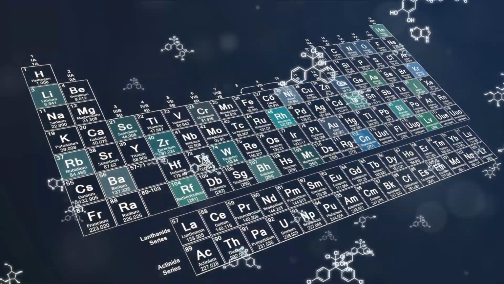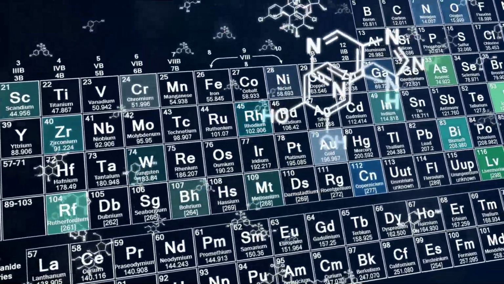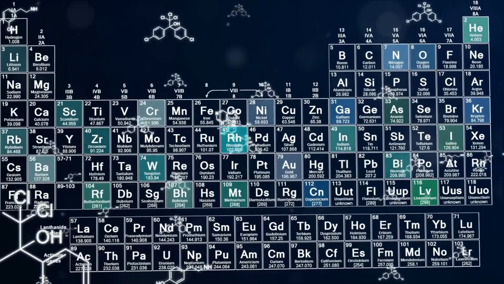Transition metals take up the center stage in Groups 3 to 12. These are your everyday metals like iron, copper, and gold. They're malleable, ductile, and conduct electricity and heat.